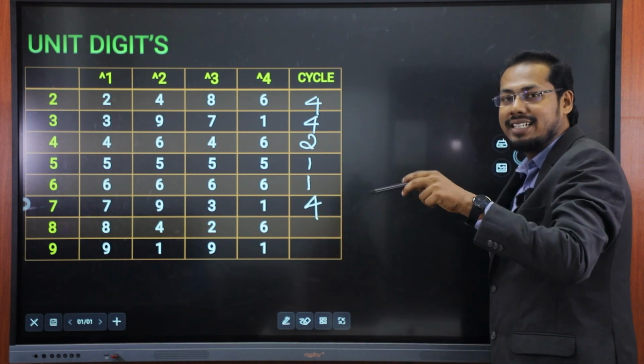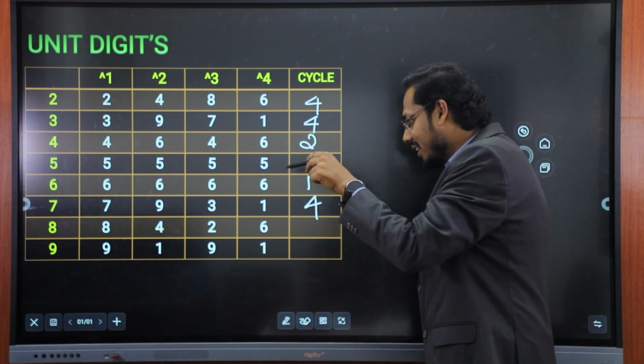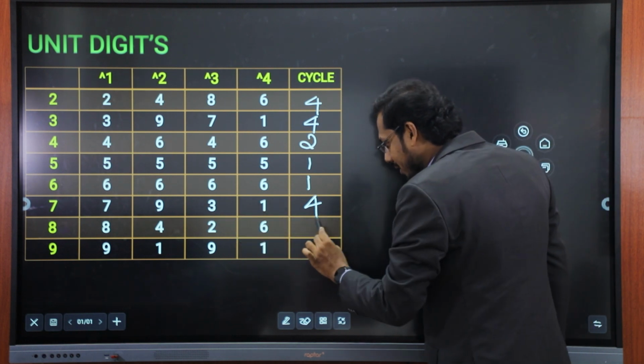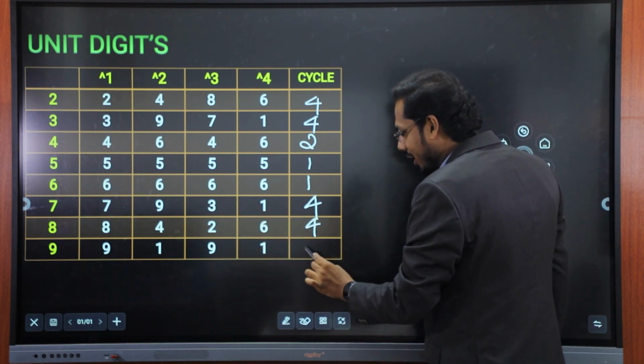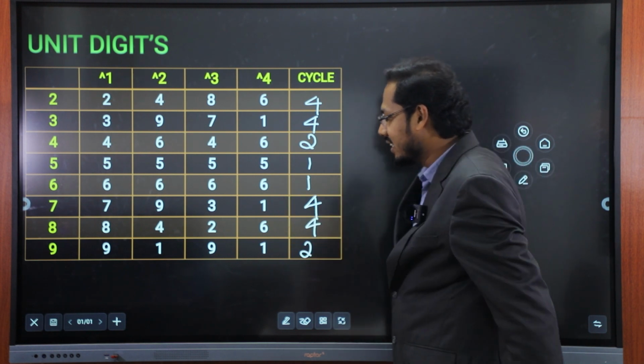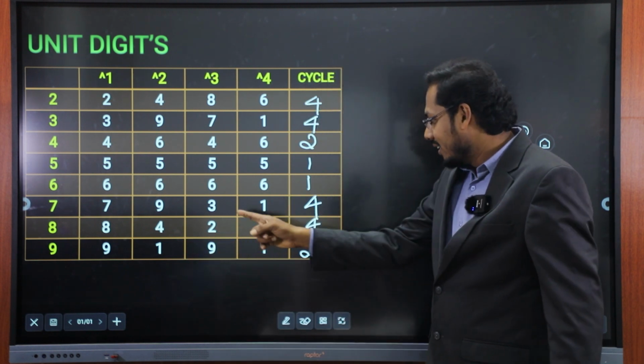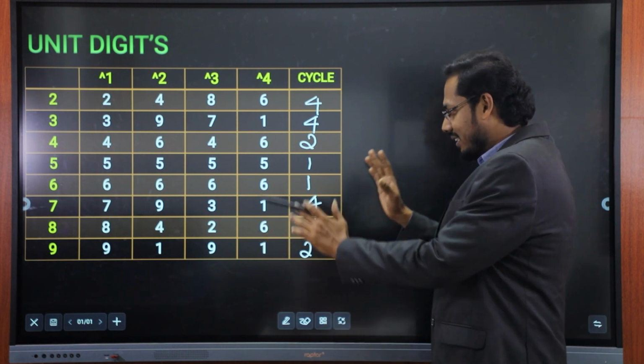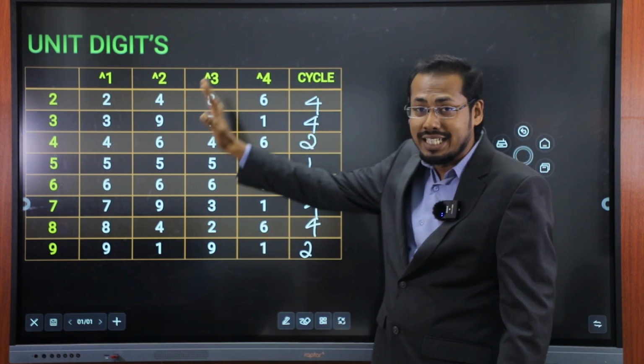8 power 1 is 8, 8 square is 64, then 8 cube is 512. So you will get these 4 numbers repeatedly, and for 9 only 2 numbers. 9 power 1 is 9, 9 square is 81, then 9 cube is 729. So you will get the same numbers repeatedly. This is the cycle.